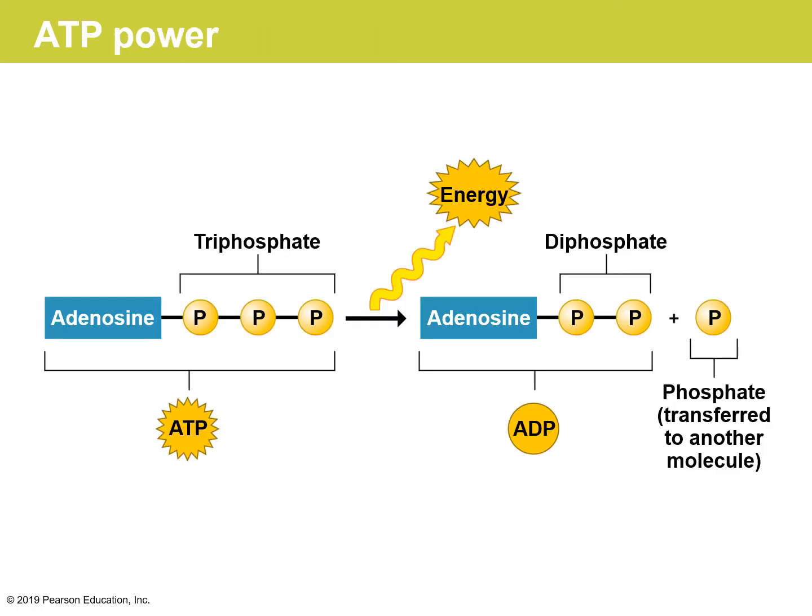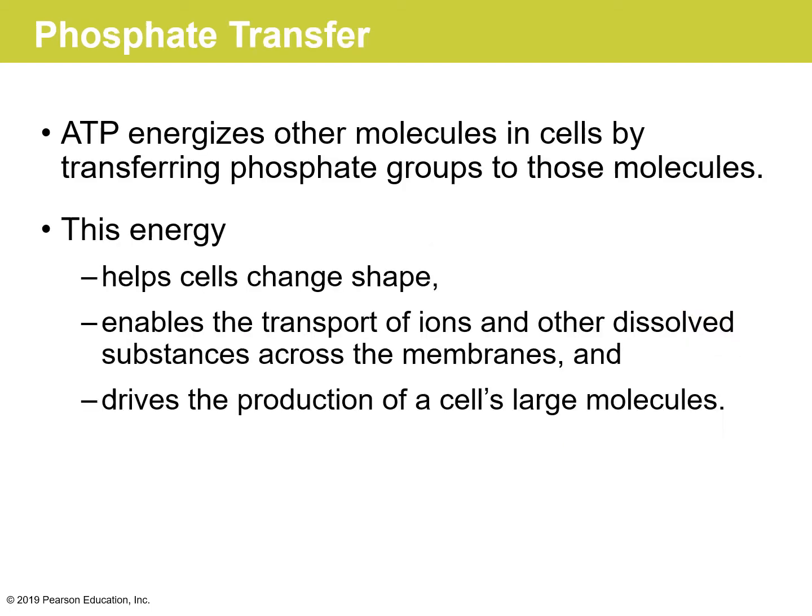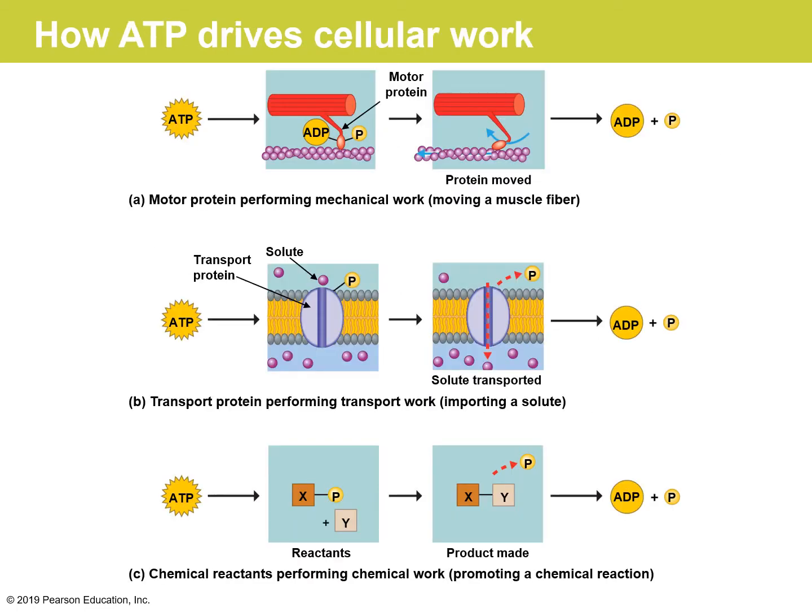Your cells recycle ATP. As ATP is broken down to ADP to drive cellular work, new molecules of ATP are built from ADP using energy obtained from food. ATP is the source of energy because ATP energizes other molecules by transferring a chemical group called a phosphate group to those molecules. How ATP drives cellular work.